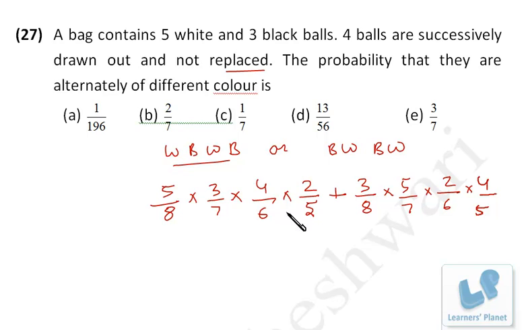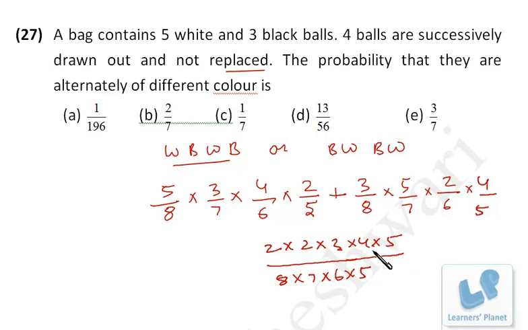So it's 8 7 6 5 in the denominator, and in the numerator we have 2 3 4 5, so 2 times 2 into 3 into 4 into 5, right? So that we have to solve. So it's 5, 2 3s are 6, 4 2s are 8, so we are getting 1 by 7, right? So quite an interesting problem, and I'm sure you are getting it.